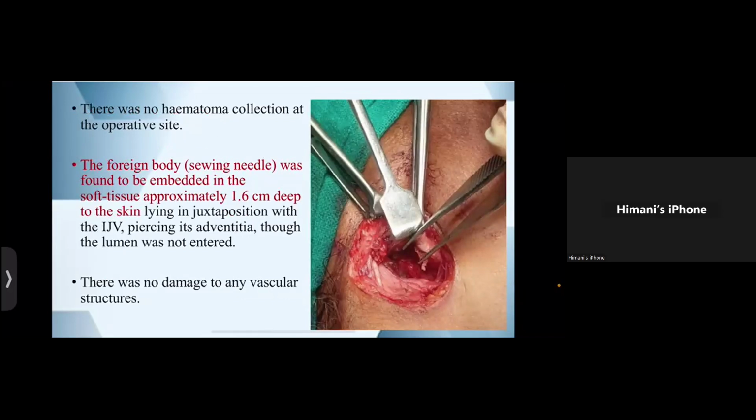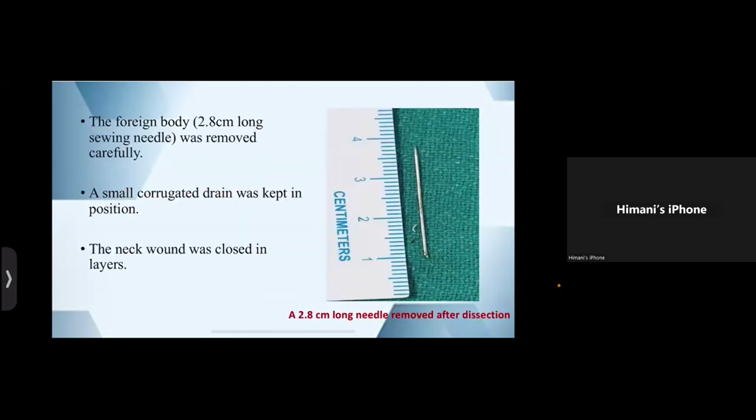The foreign body, a sewing needle, was found to be embedded in the soft tissue approximately 1.6 cm deep to the skin, lying in juxtaposition with the internal jugular vein, piercing its adventitia, though the lumen was not entered. There was no damage to any of the vital vascular structures. And the foreign body, a 2.8 centimeter long sewing needle, was removed very carefully.